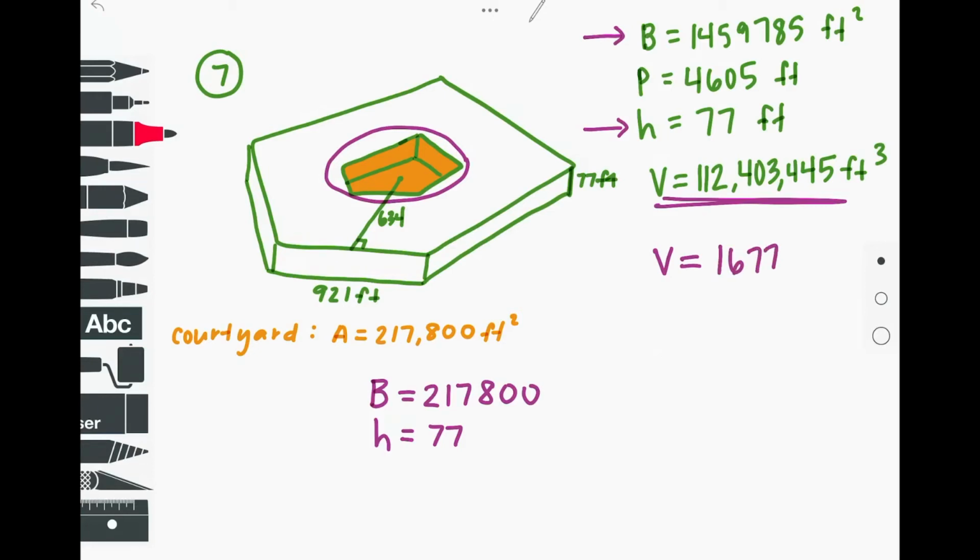It's 1,677,0600. So that's just the courtyard. So I want to subtract that off of this volume because I don't want to include that. So I'm going to subtract that off. And I get the volume of just the building, the Pentagon.